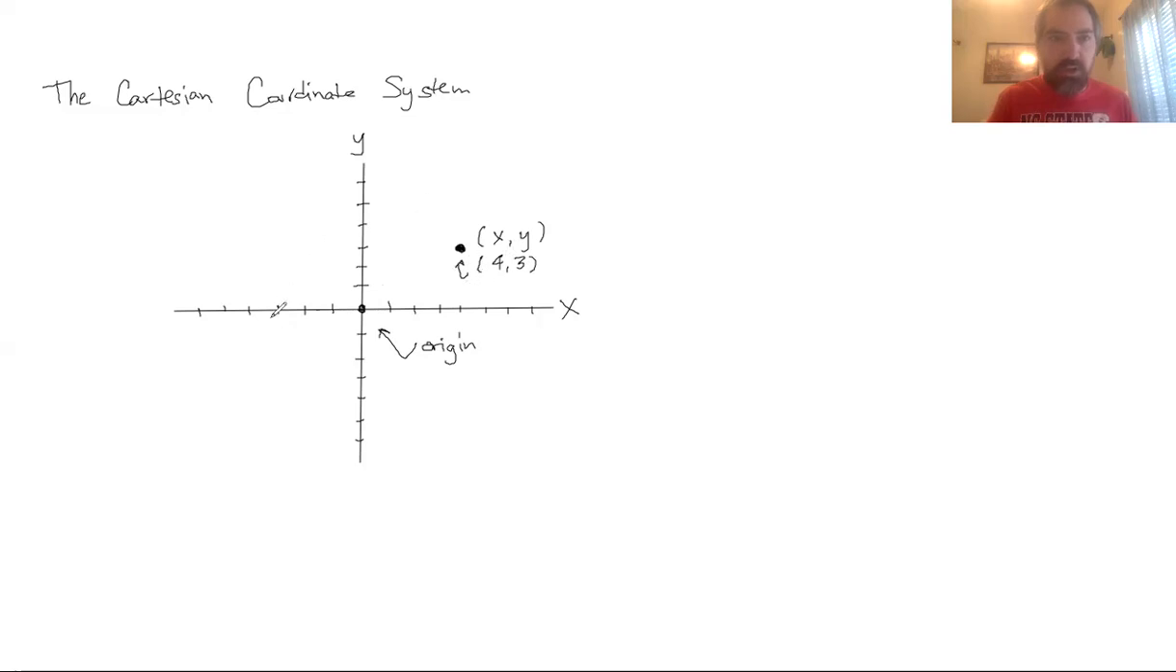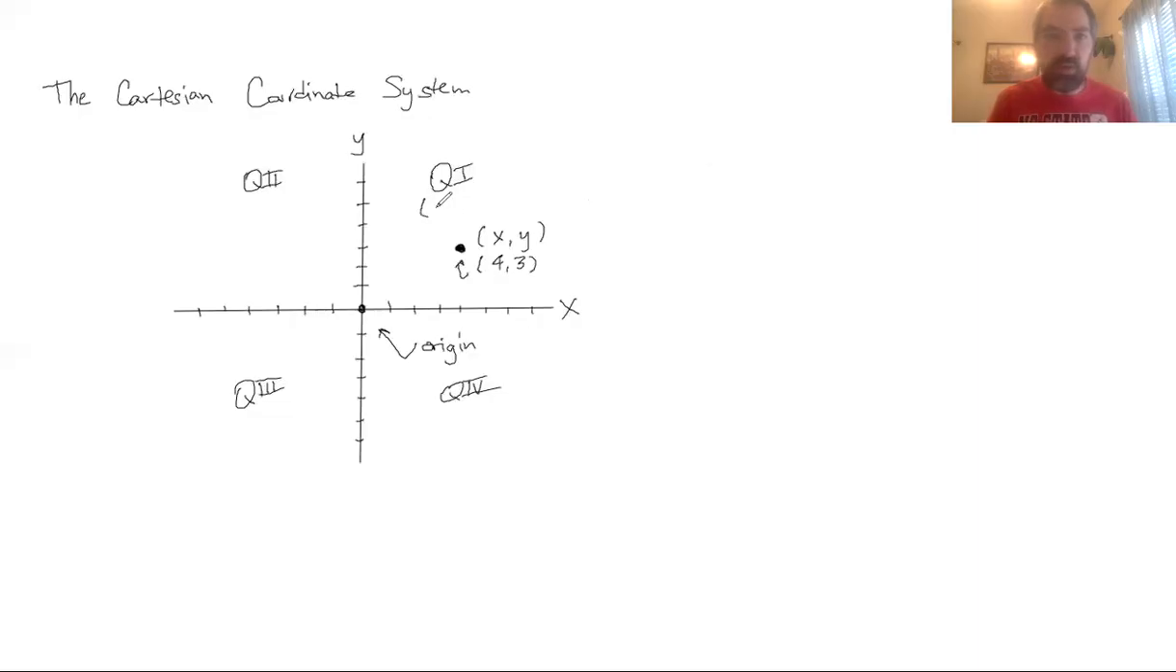This Cartesian coordinate system is divided into 4 quadrants. We label these quadrants beginning in the upper right corner. We call this upper right quadrant quadrant 1, and then we go counterclockwise to label. So the next would be quadrant 2, quadrant 3, and quadrant 4.